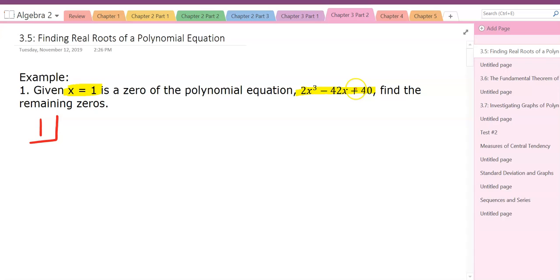Okay, let's think about coefficients. Look at this equation here: 2x to the third minus 42x plus 40. What term does it skip over?